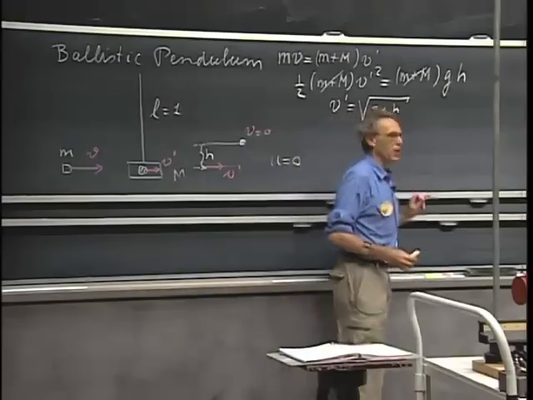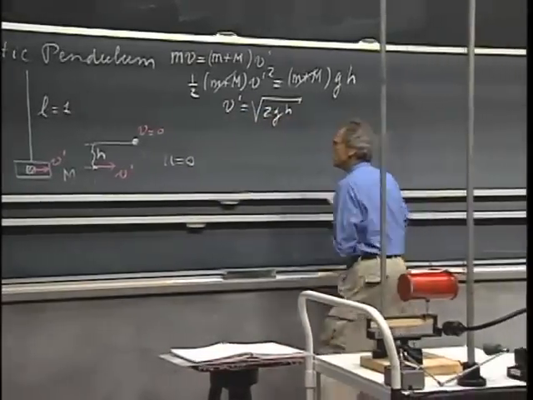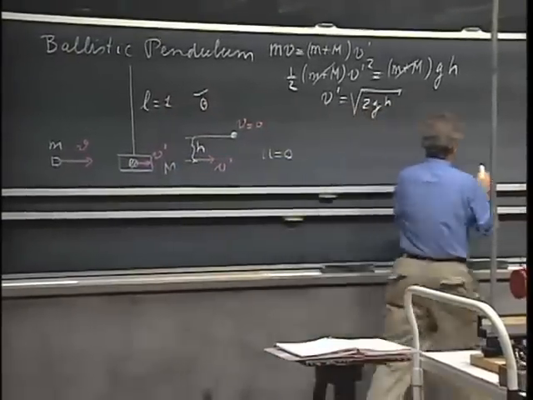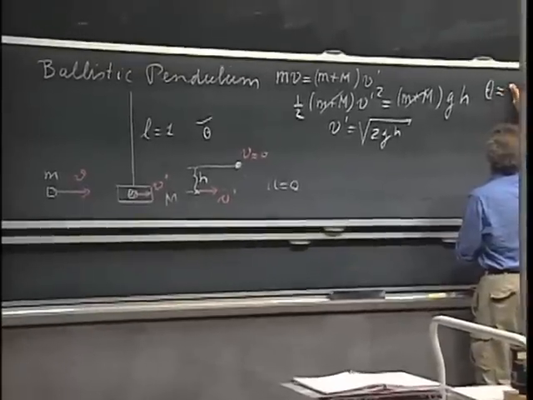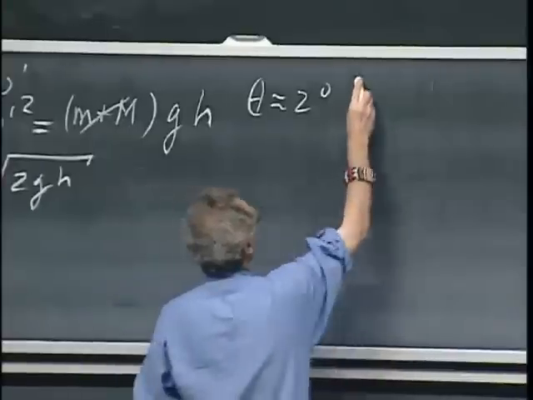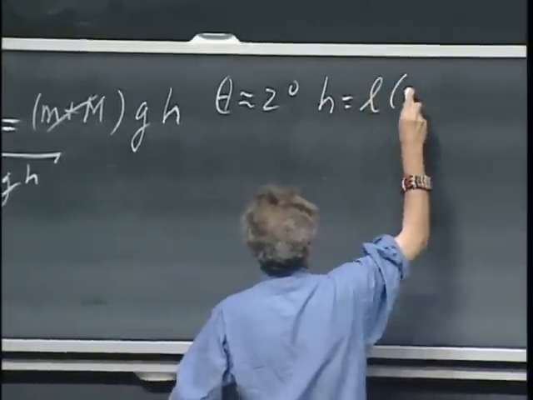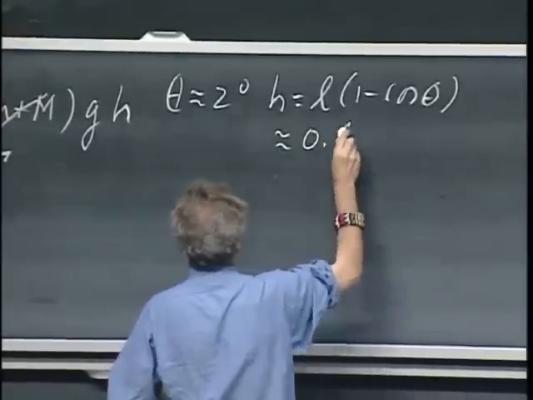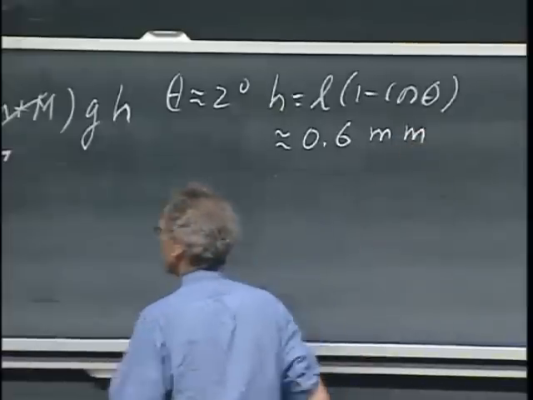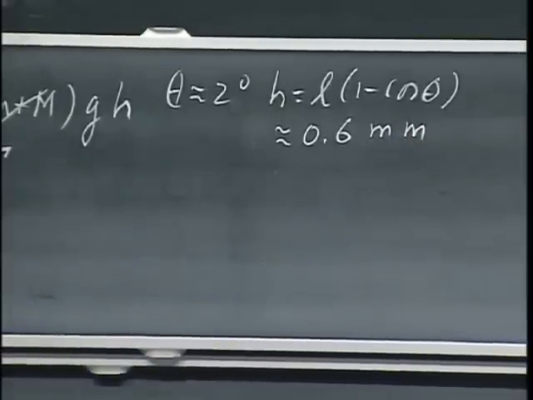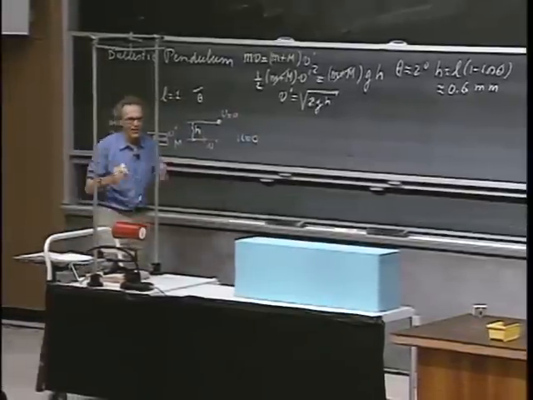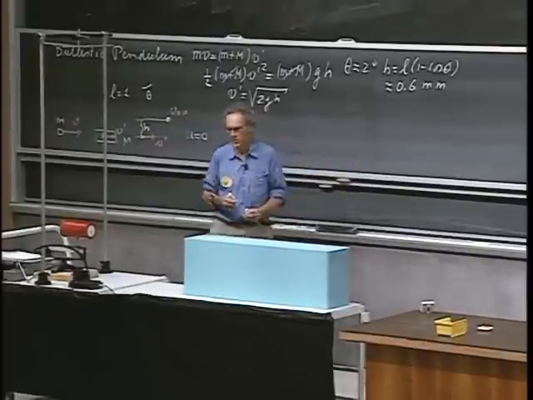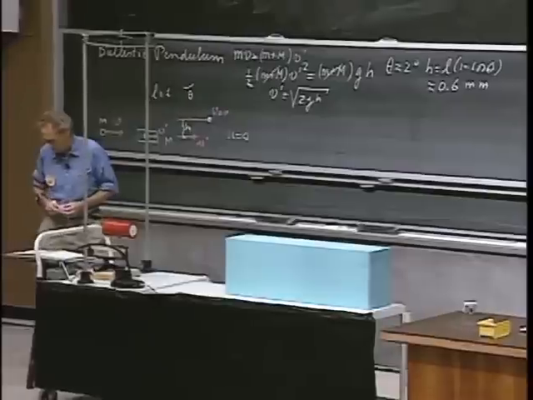It's very difficult to measure h, and I can make you see that. Suppose this angle theta, when it comes to a halt, is only 2 degrees. Then h, which is L times (1 minus cosine theta), is only 0.6 millimeters for the dimensions that I have chosen here, for a length of 1 meter. And that's it. You can't even see it. It's invisible, let alone that you can measure it to any degree of accuracy. So what are we going to do now?